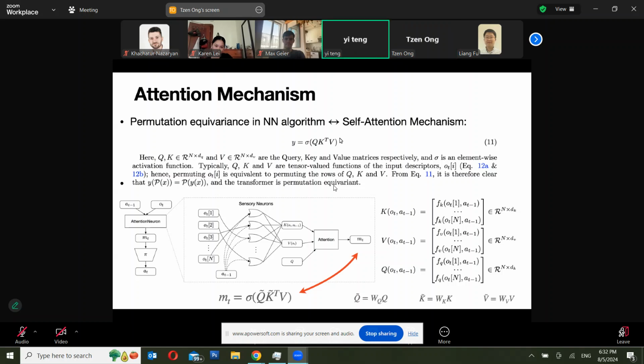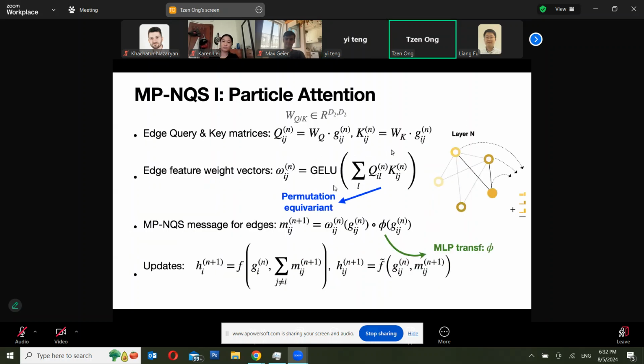Okay. Can you elaborate a bit on it? Are there, let's say, some physical meaning of Q, K and V, maybe? Okay, why don't we just go to the next slide where we'll talk about MP-NQS.